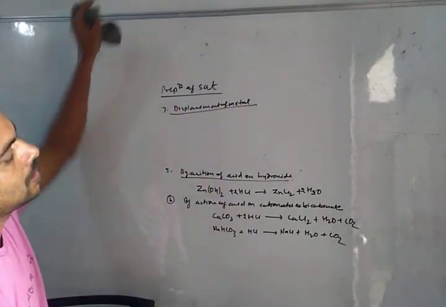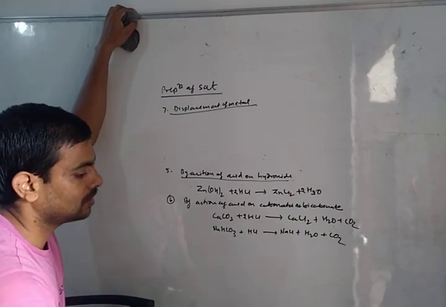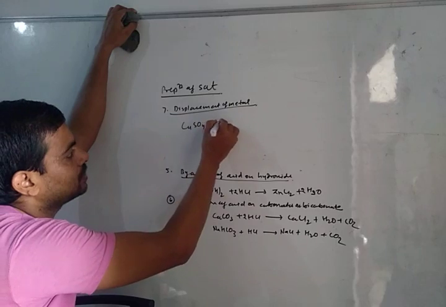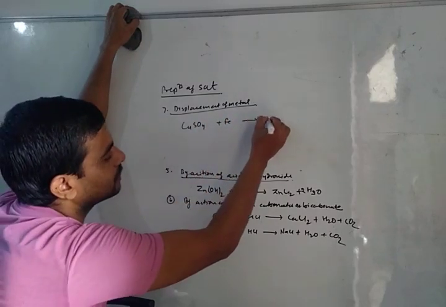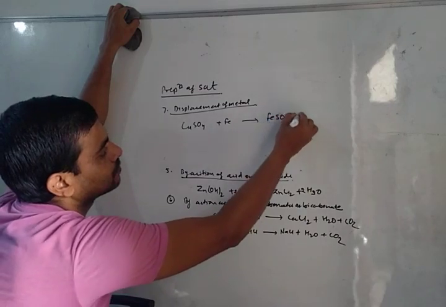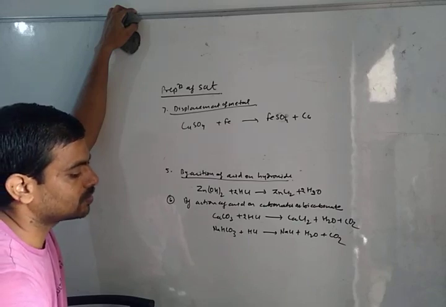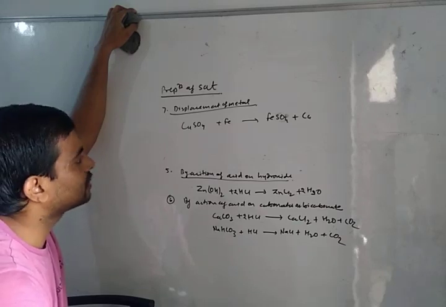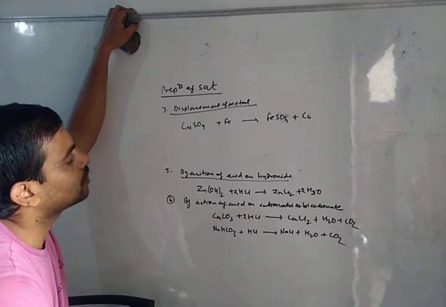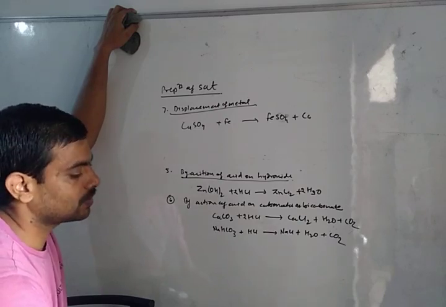Displacement of metal. How is it formed by displacement of metal? Let's see what happens if we treat CuSO4 with iron. FeSO4 is formed and Cu. This is a displacement reaction in which a more reactive metal displaces a less reactive metal. Here Fe is more reactive, thus it replaces Cu from CuSO4 and forms FeSO4 salt. And again, this is a displacement reaction.